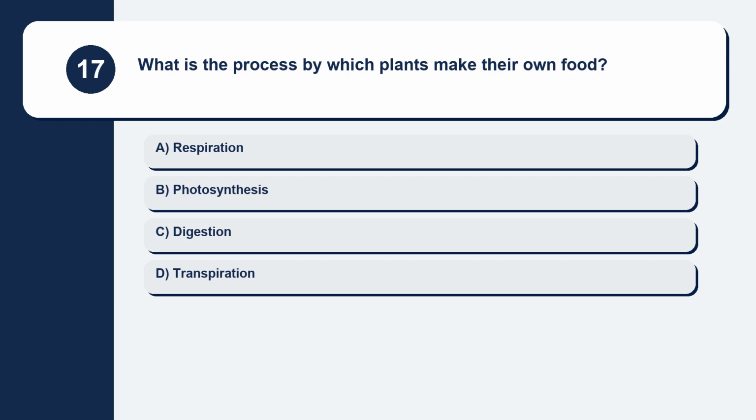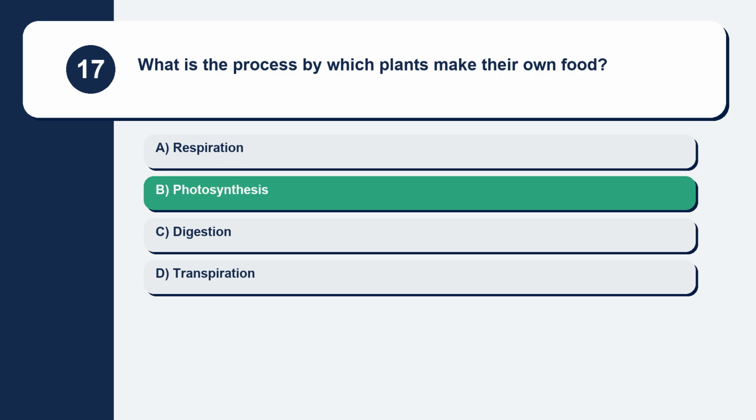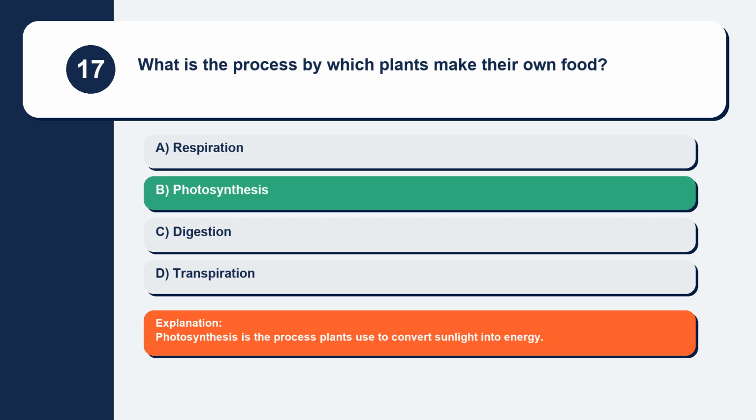Question 17. What is the process by which plants make their own food? Respiration, photosynthesis, digestion, transpiration. Photosynthesis is the process plants use to convert sunlight into energy.